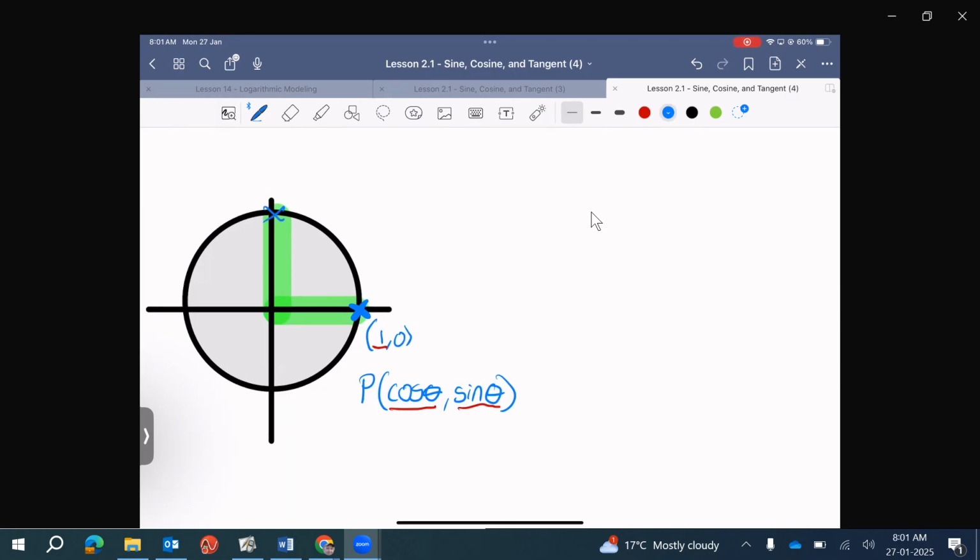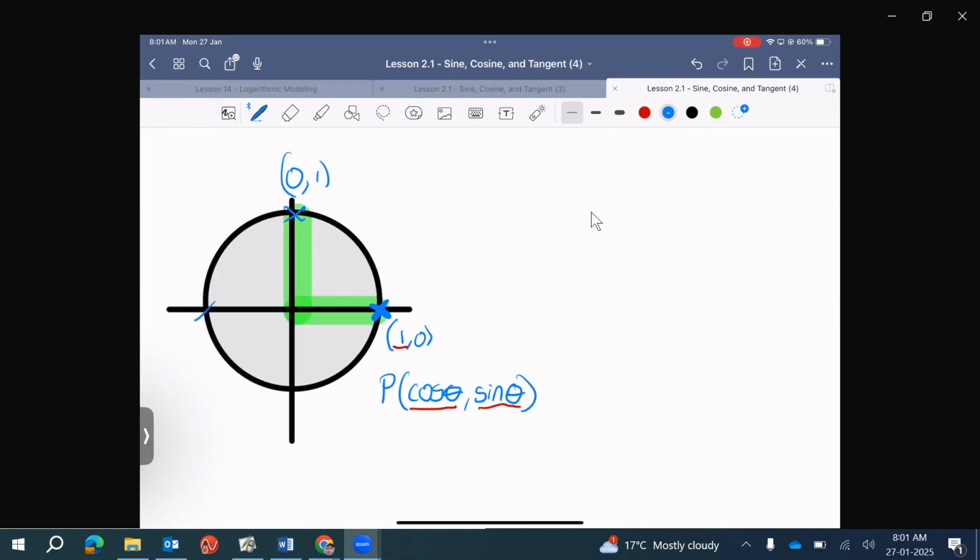Next up is this little point up here, 90 degrees. What's the coordinates of this point? This will be 0, 1. What is the cosine of 90 degrees? 0. What is the sine of 90 degrees? 1. Let's do another one. What's the coordinate of this point here?